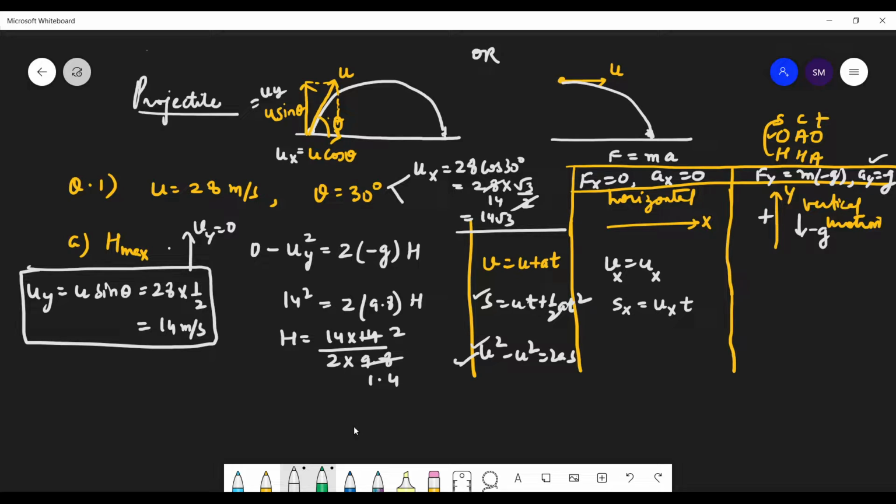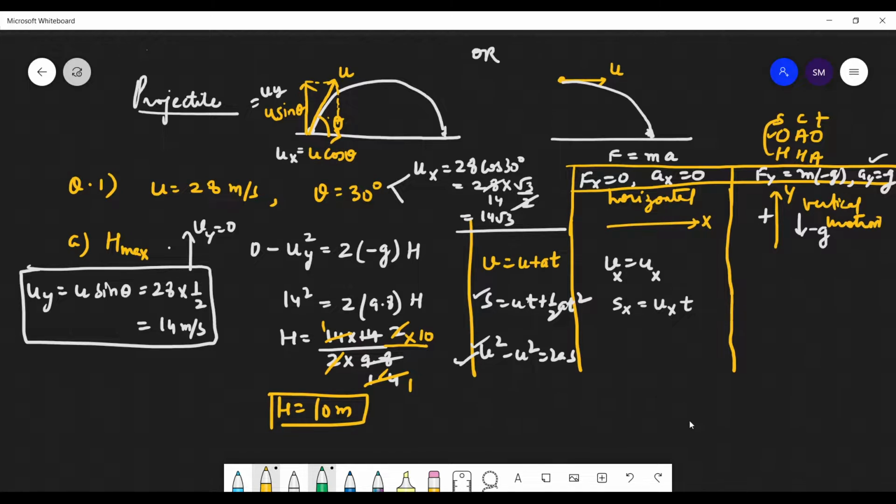So this will be 1.4, 98. Now again this decimal, so multiply and divide with 10. So this decimal will remove, 10 will be here, and 14 times 1 and 14 times 1, and this 2 will also cancel out. So h is equals to 10 meter. So it will go up to the height of 10 meters.